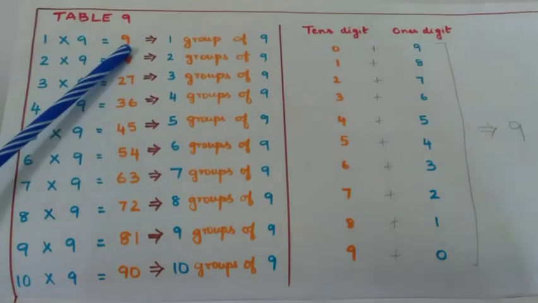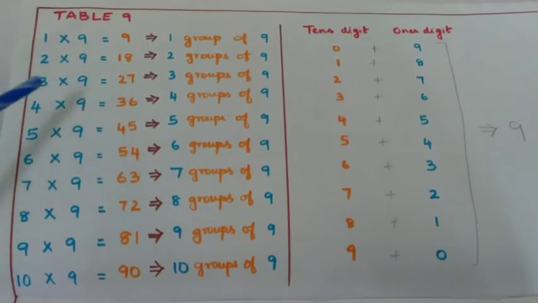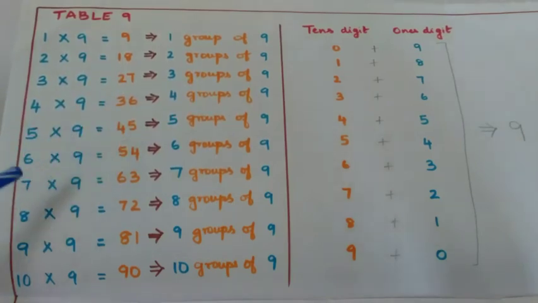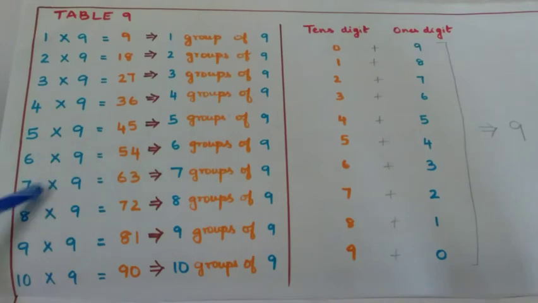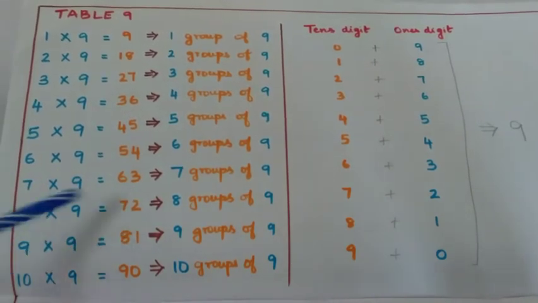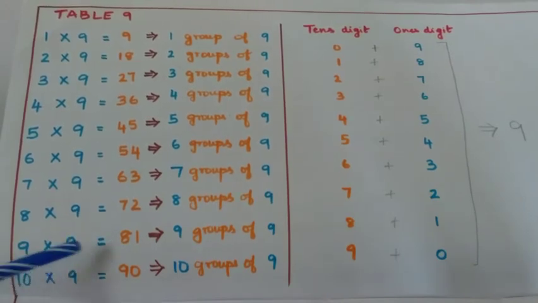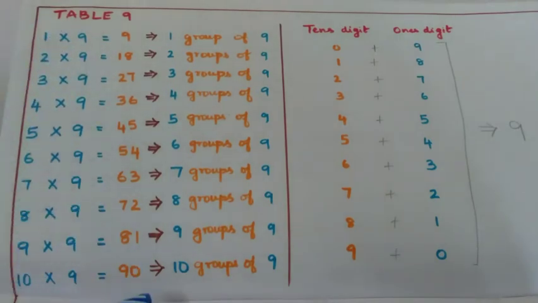1 9s are 9, 2 9s are 18, 3 9s are 27, 4 9s are 36, 5 9s are 45, 6 9s are 54, 7 9s are 63, 8 9s are 72, 9 9s are 81 and 10 9s are 90. So the kid should be able to read it correctly, and once they learn the table, they should also be able to recite the tables without any mistake.